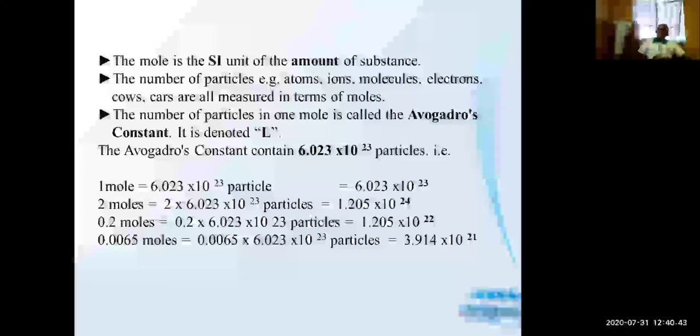For example, we have atoms. Atoms are measured in terms of moles. Ions are also measured in terms of moles. Molecules are also measured in terms of moles. Electrons are also measured in terms of moles. We have cows, we have cars. All those are measured in terms of moles.